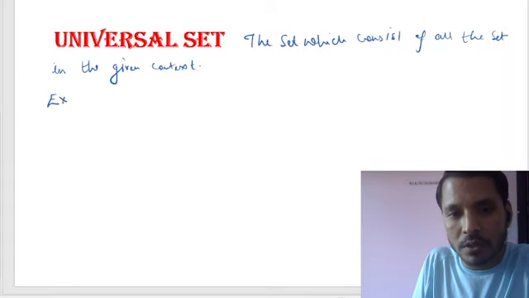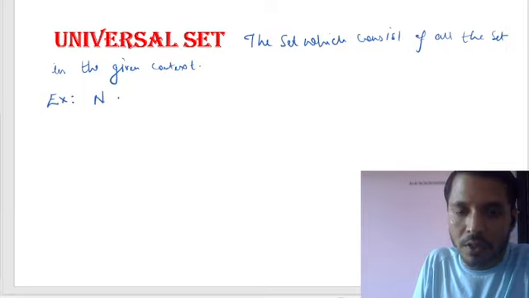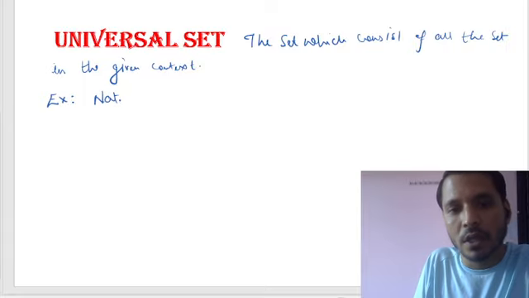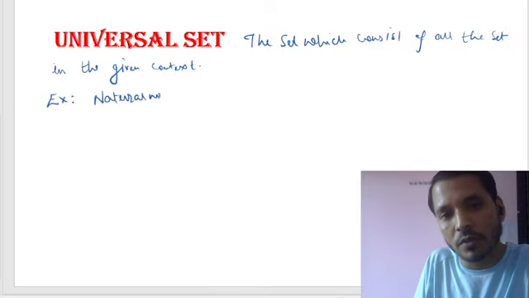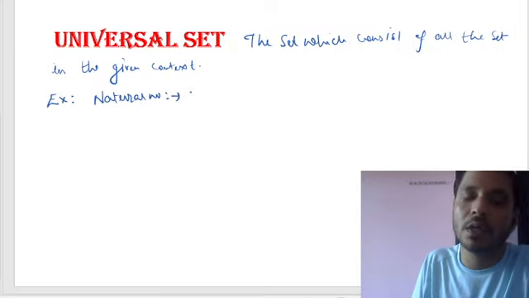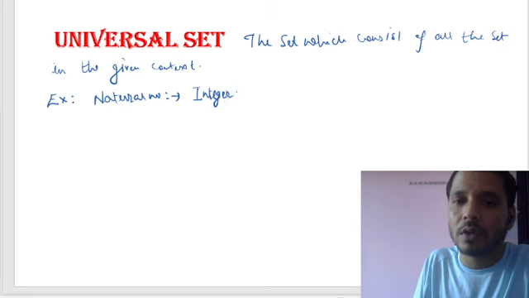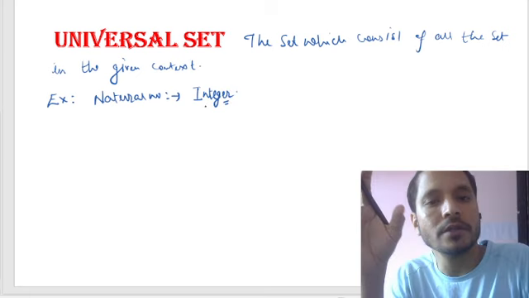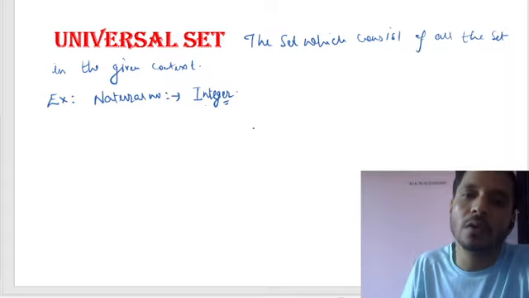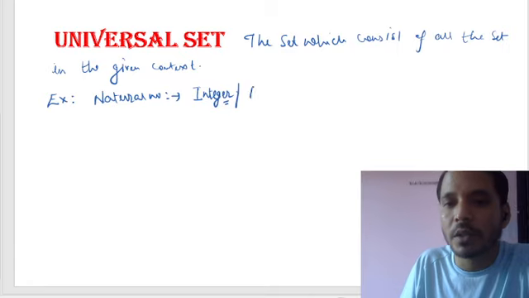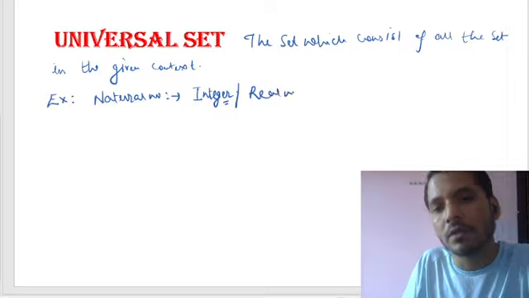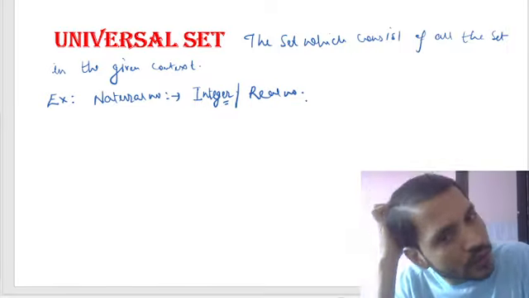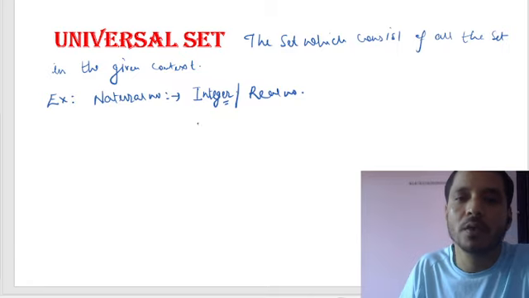Example: what will be the universal set for natural numbers? For natural numbers, we can say integers, because integers also include the natural numbers, right? Integers contain all the natural numbers. We can even say rational numbers, sorry, real numbers. Real numbers, integers, whole numbers, these are all universal sets.